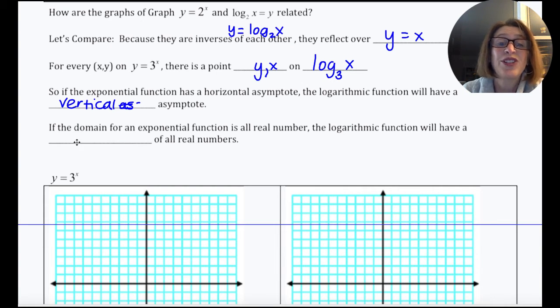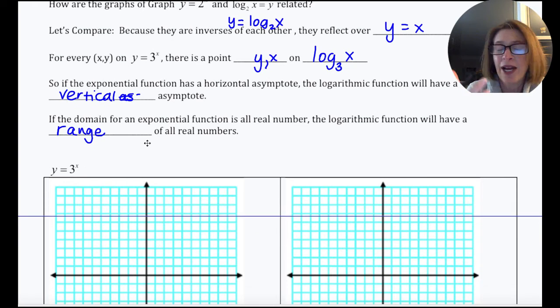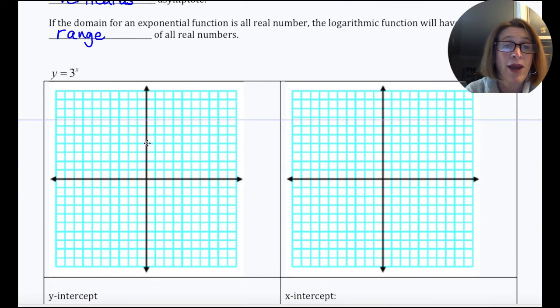And so if the domain for an exponential function, which is the x's, is all real numbers, then the log function will have a range of all real numbers. Okay? All right, so again, I really want you to think about how inverses affect each other and how they're related to each other. So let's graph y equals 3 to the x.